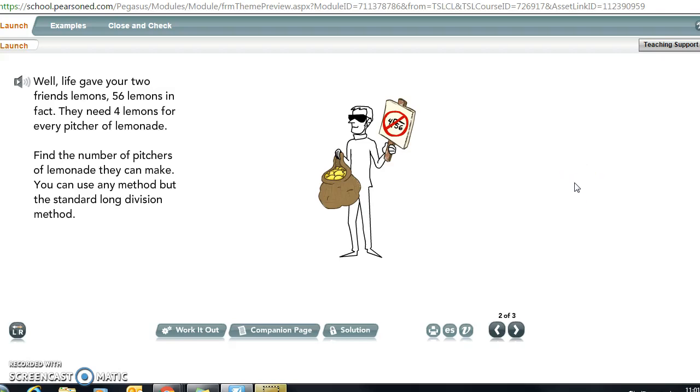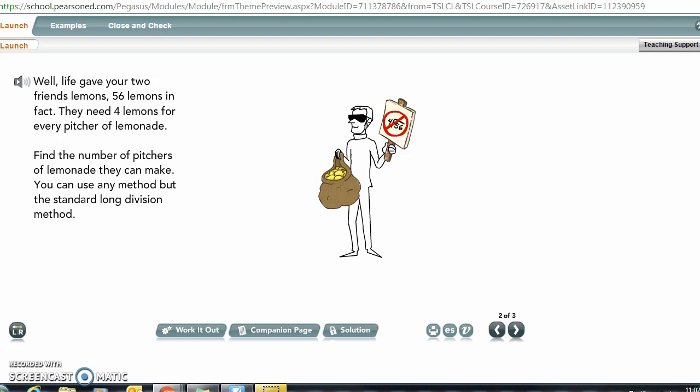So today we are doing 7-3 on digits, so you need to open your pink notes to 7-3. We're going to do the launch. Well, life gave your two friends lemons. 56 lemons, in fact. They need 4 lemons for every pitcher of lemonade. Find the number of pitchers of lemonade they can make. You can use any method but the standard long division method.